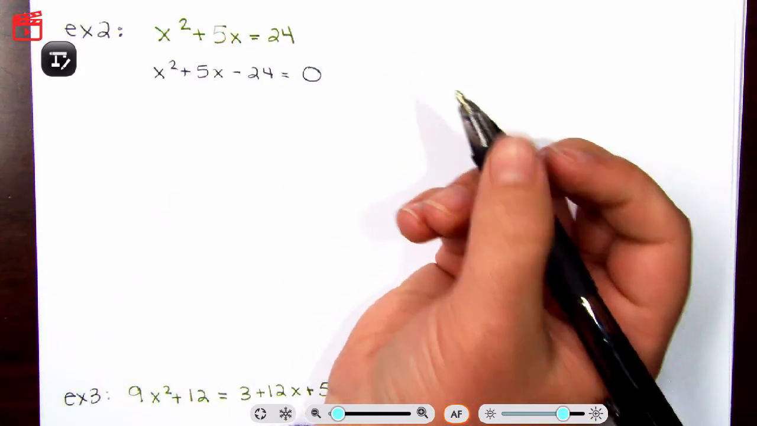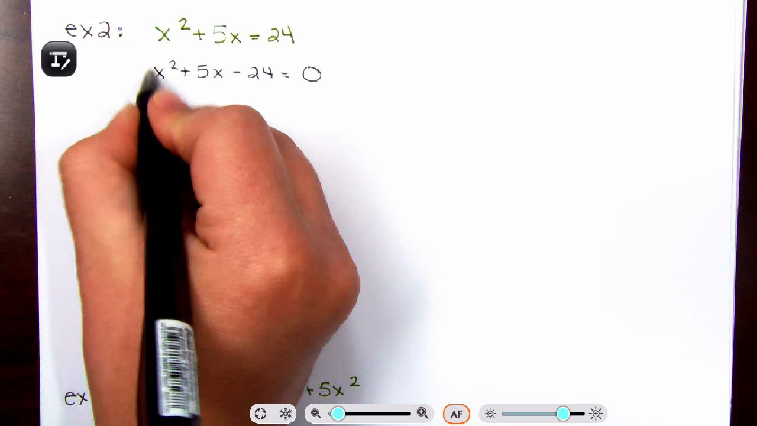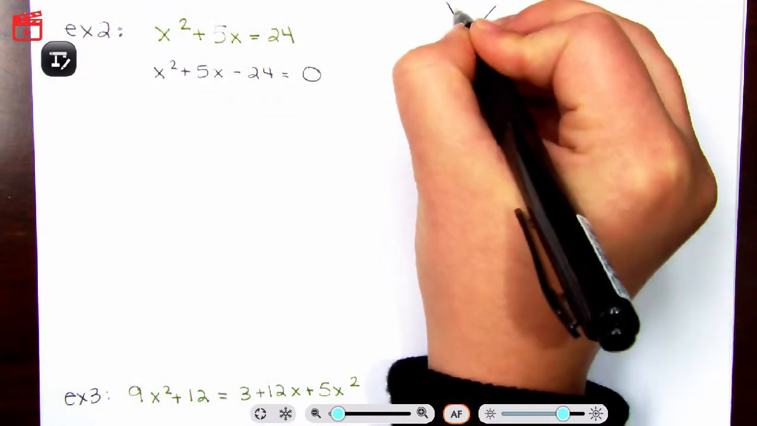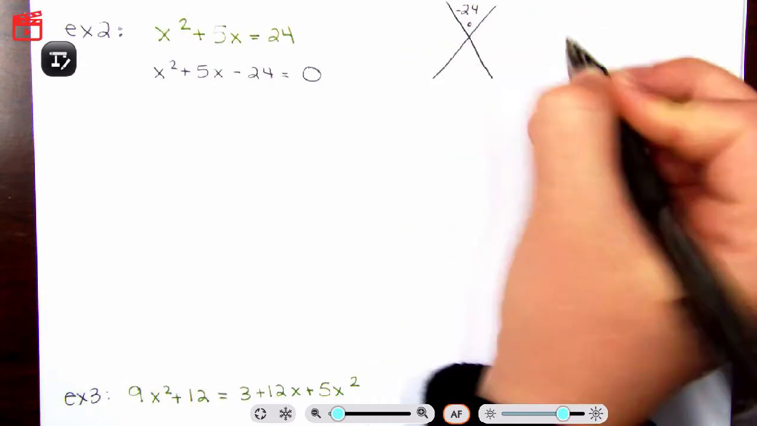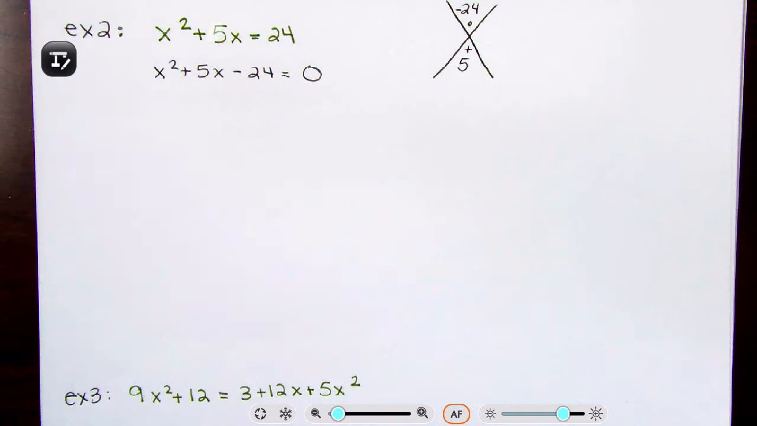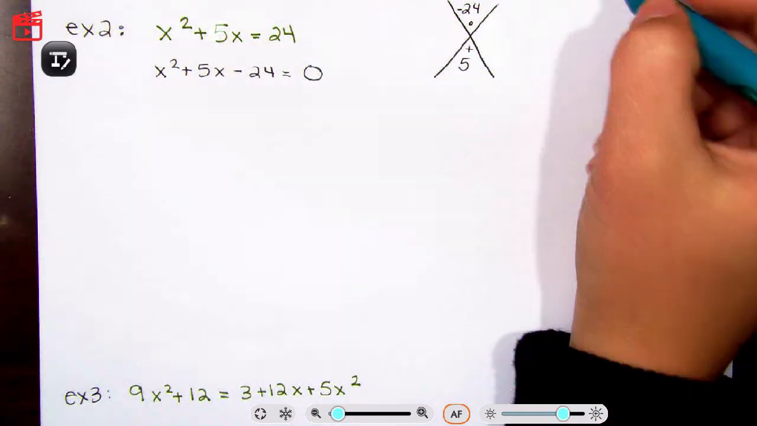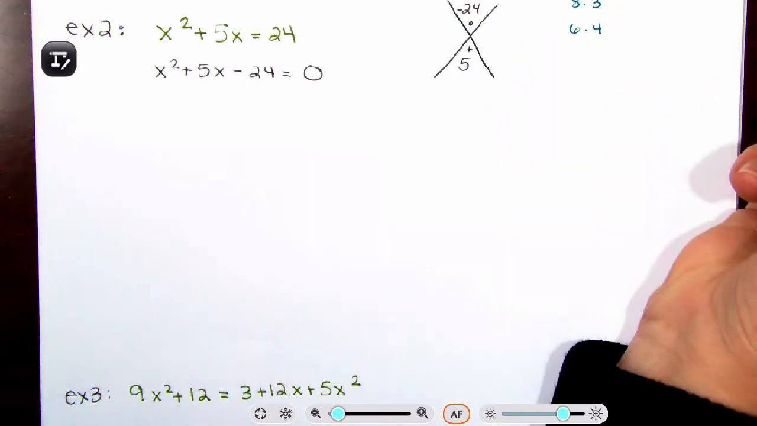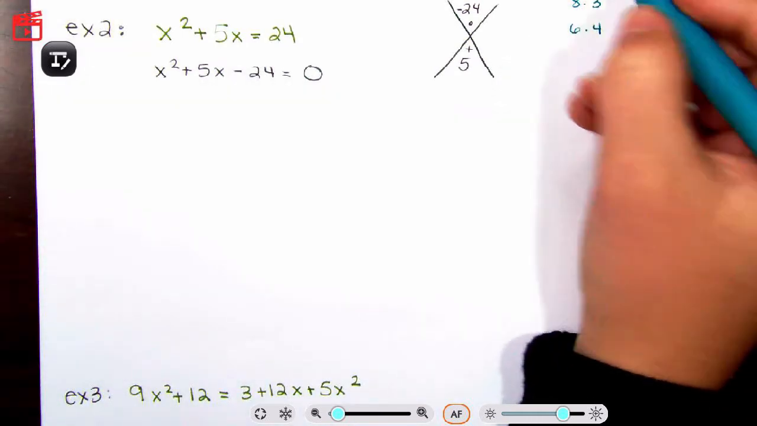Step number 3 is factor. I'm noticing I have a leading coefficient here of 1 because it is missing. So off to the side, I'm going to quickly do a guess and check. I have a negative 24 I need to multiply to, and I have a positive 5 I would like to add. Now 24 does have a few factors. I think 8 times 3 is one of them, 6 times 4 is another one. One of them needs to be negative.